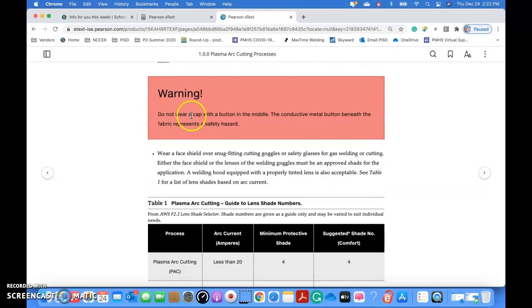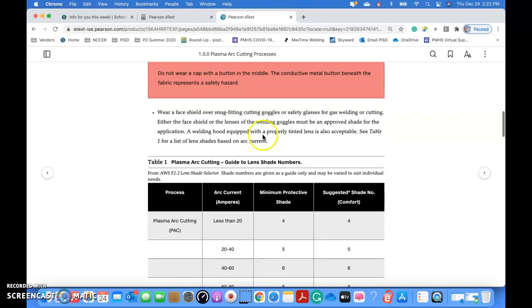This is a cool note. Do not wear a cap with a button in the middle, right on top of your head. The conductive metal button beneath the fabric represents a safety hazard. Wear a face shield over your cutting glasses. For gas welding and cutting, either the face shield or the lens of the welding goggles must be an approved shade for the application.